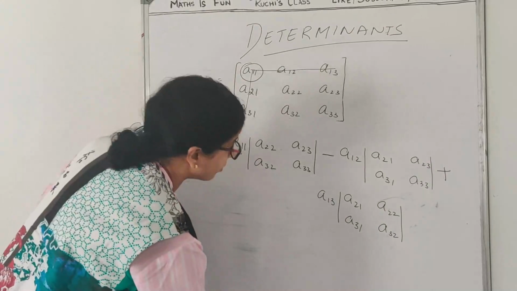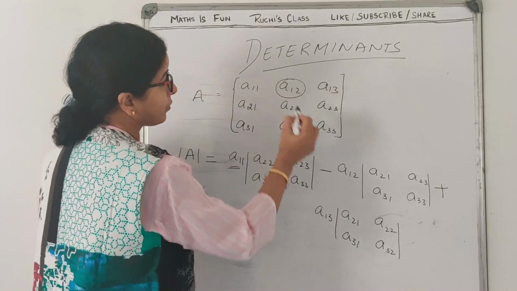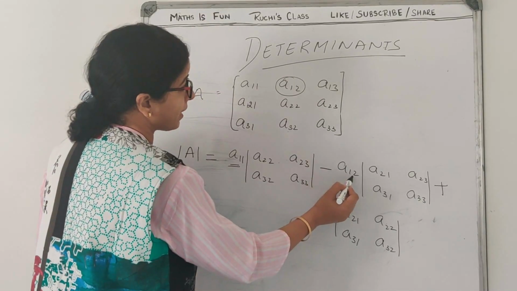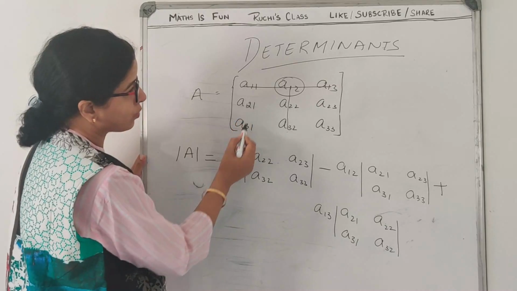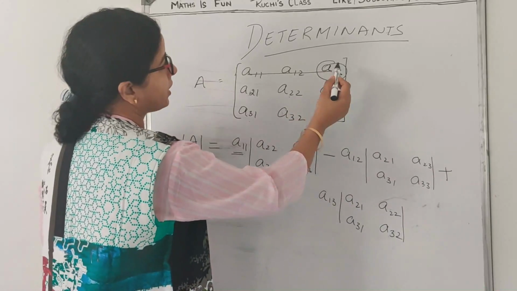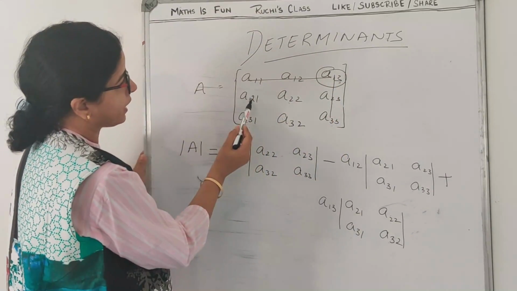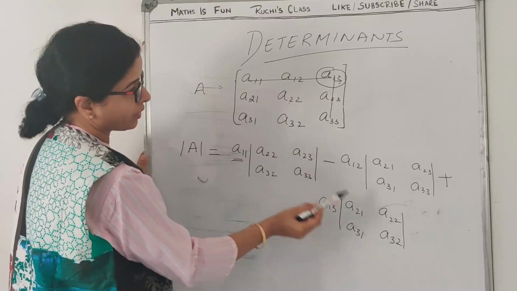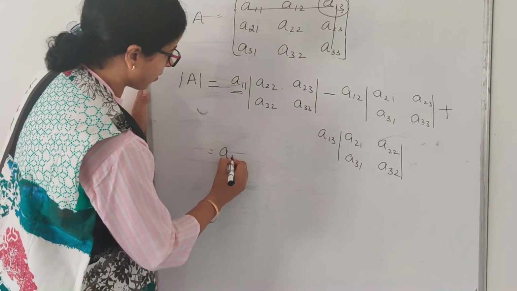Now second element, how will we get? If I want this element, first of all minus sign will come with this element A12. Now corresponding row and column will be deleted. What is left? A21, A31, A23 and A33. Plus A13 will be, leave the corresponding row and column and you are left with A21, A31, A22, A32. So now we will solve this determinant.